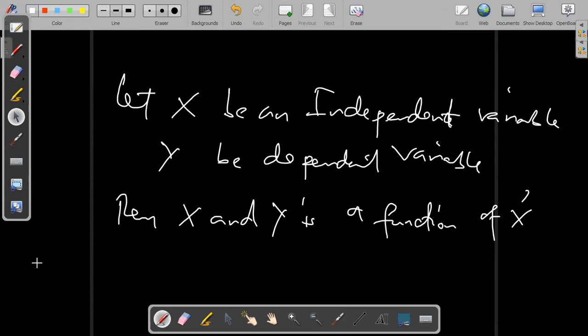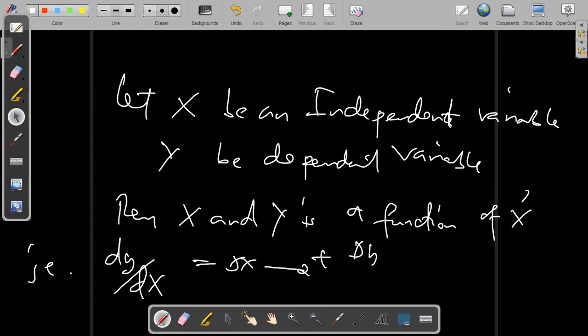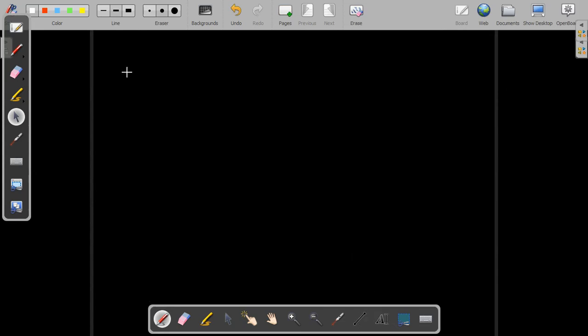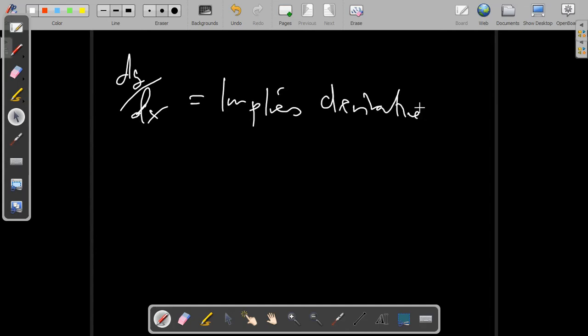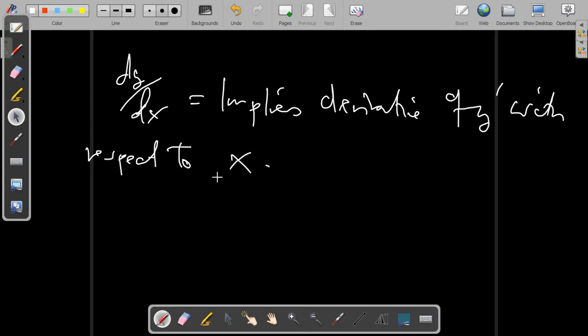For that case, we may imply that dy over dx is equal to the limit of the change of y over the change of x. The derivative dy over dx implies the derivative of y with respect to x.